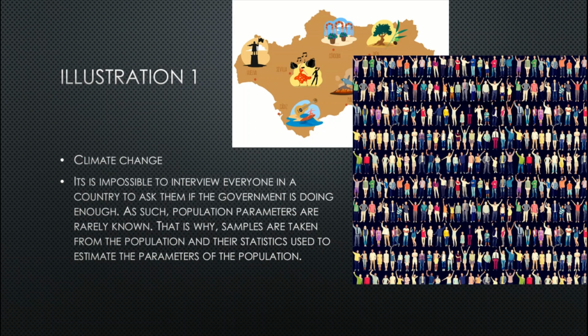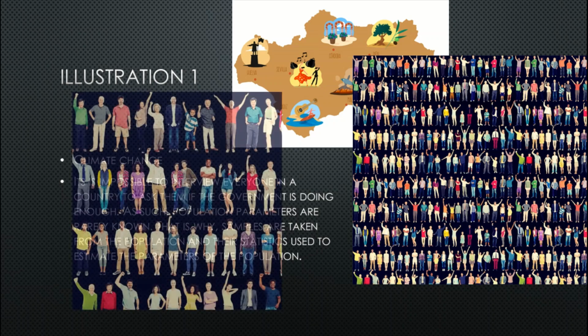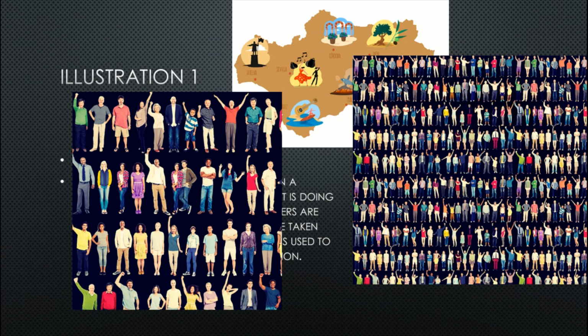As you might see in this illustration, the population is greatly large and nearly impossible to cover if we decided to interview each and every person. As such, we select a sample from the population randomly and then interview them. Their statistics, or the data recorded from the sample, which is the statistic, will help researchers estimate the population parameters.